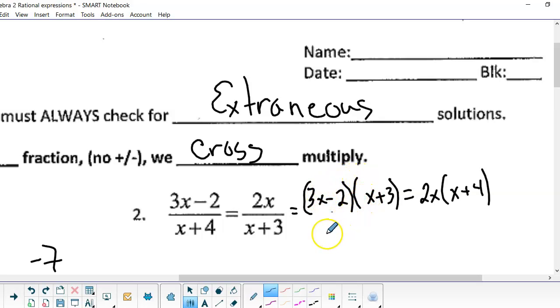So 3x times x is 3x squared. And then I have 3x times 3, so that's plus 9x. And now I need to do negative 2. Negative 2 times x is negative 2x. And negative 6 finishes that side off. Let's go to the right side. So this is going to be 2x squared plus 8x.